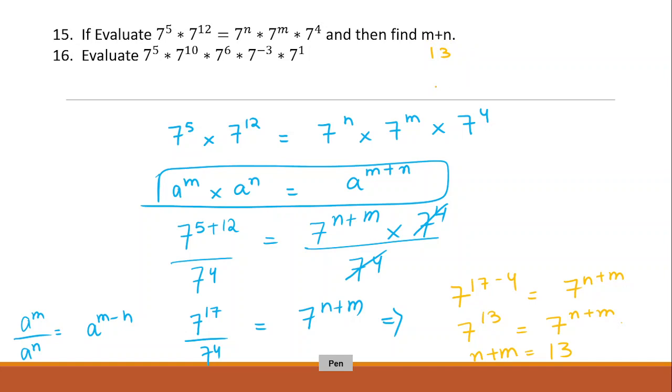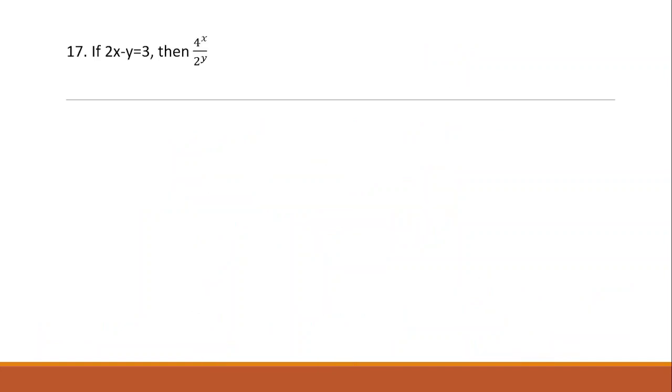Okay, so let's move to question number 17. This is also a very interesting question. We have, if 2x minus y equals 3, then find 4 to the power x divided by 2 to the power y. First of all, write 4 to the power x over 2 to the power y. We have to find this thing.